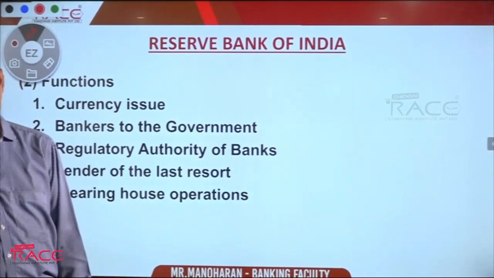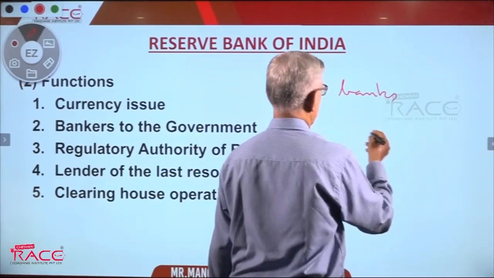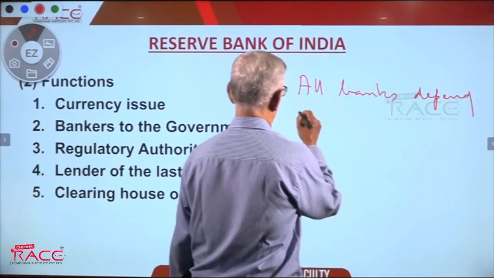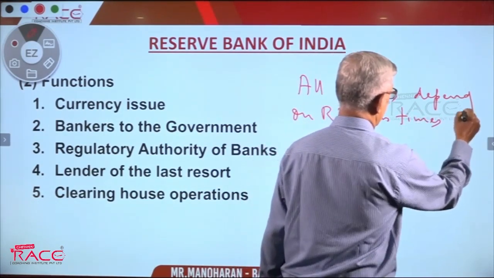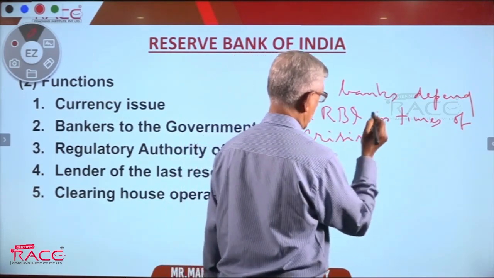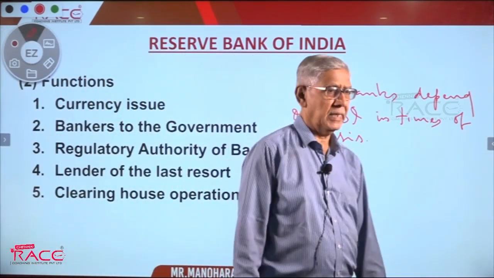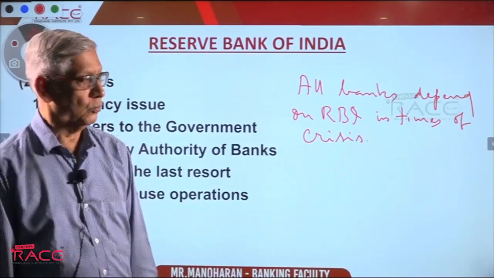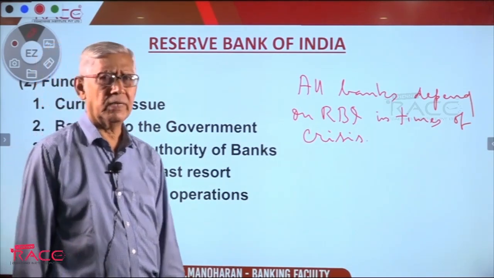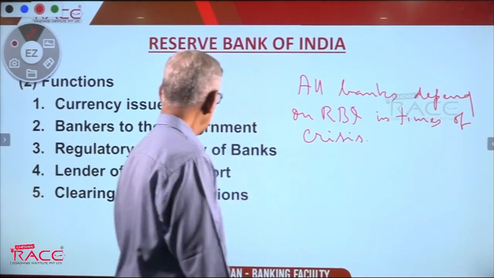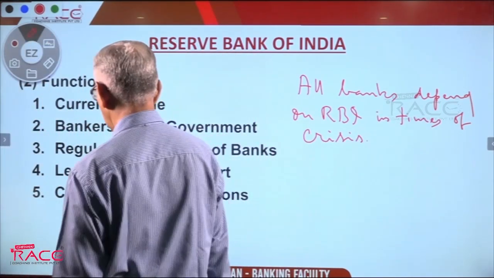What do you mean by that? All banks depend on Reserve Bank of India in times of crisis. Very recently, Lakshmi Bank, they encountered some problems. So RBI arranged DBS, a Singapore bank, to bail out this Lakshmi Bank. So likewise, various banks encounter various problems at various times. At such times, it is the Reserve Bank of India who steps in and saves the situation for the banks. Then clearinghouse operations.